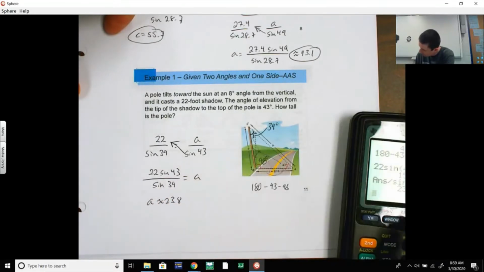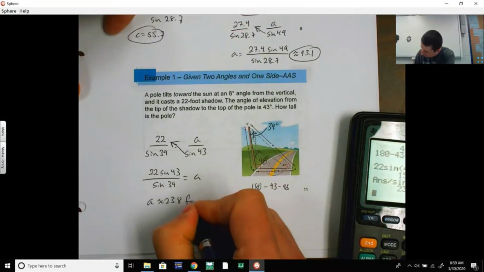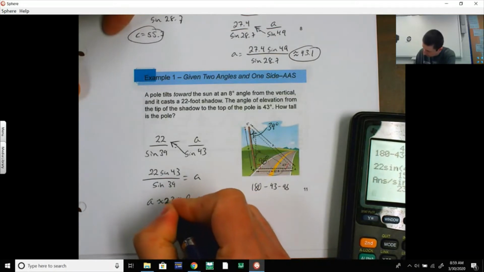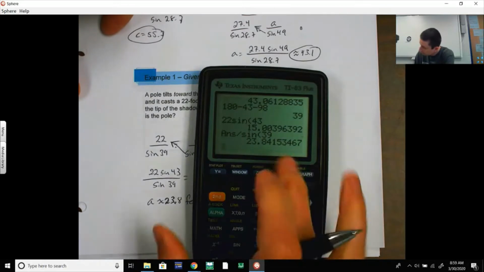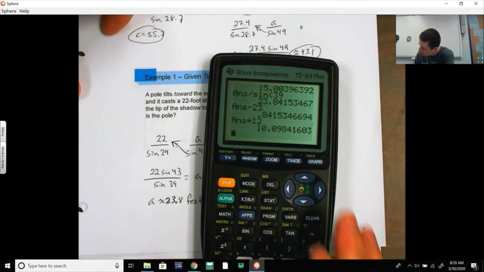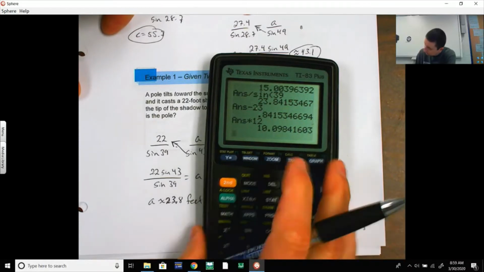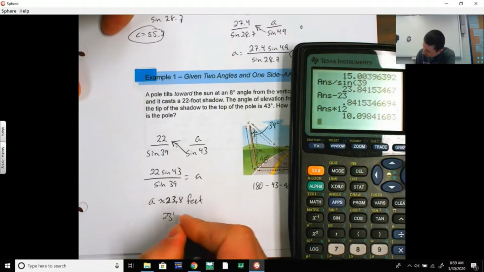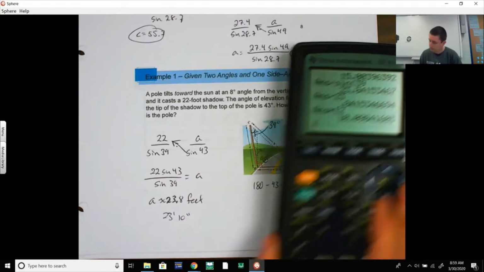23.8, what are we in? Feet. But 23.8, you never really see that on a tape measure. That probably is the answer. But I like to know, okay, how much of an inch is that? So I minus the 23, take that times 12. That's about 23 feet, 10 inches. All right, keep moving.